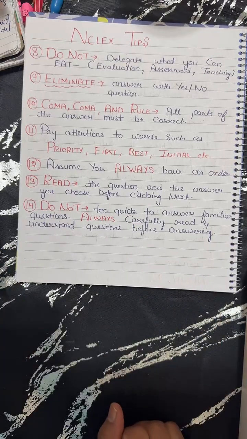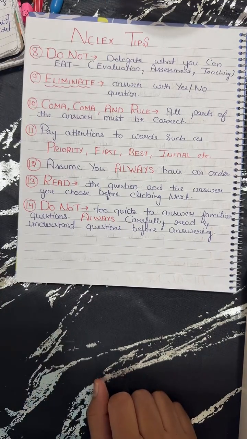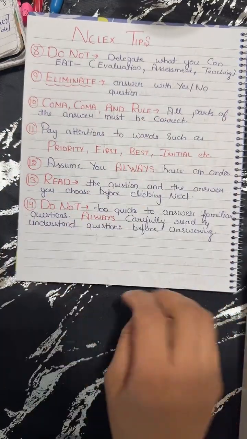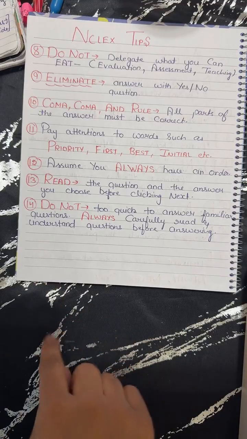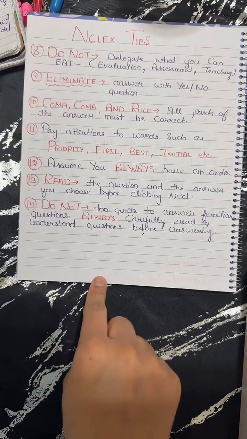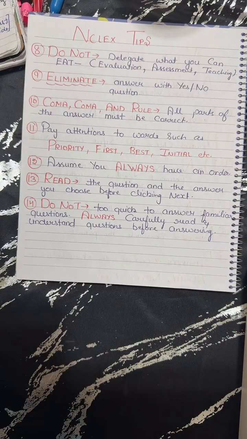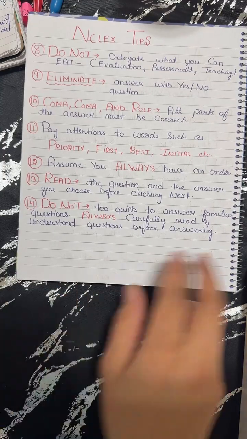So these are some delegation rules. Do not delegate what you can EAT, meaning evaluation, assessment, and teaching. Eliminate answers with yes or no questions. Most important, the comma, comma, and rule: all parts of the answer must be correct. Pay attention to words such as priority, first, best, initial. Assume you always have an order. Read the question and the answer you choose before clicking next. Do not answer too quickly. Always carefully read and understand questions before answering.